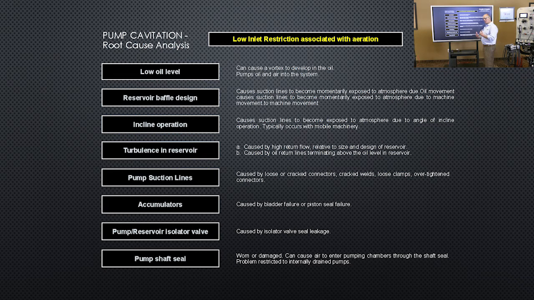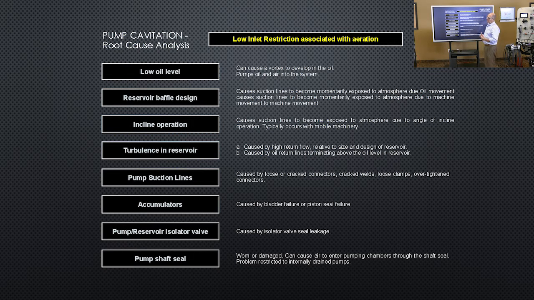Accumulators, of course, are a one-shot: you've lost an accumulator bladder and you've now started pumping nitrogen into a hydraulic system, though of course you won't know it. The next could be the pump reservoir isolator valve. It's got a gland seal that is leaking, so air is going in through the isolator valve. And of course, on internally drained pumps, you could have air going in through the pump shaft seal.